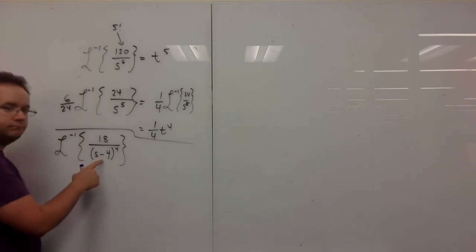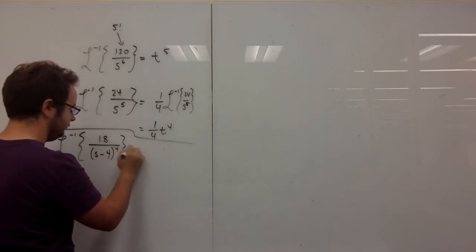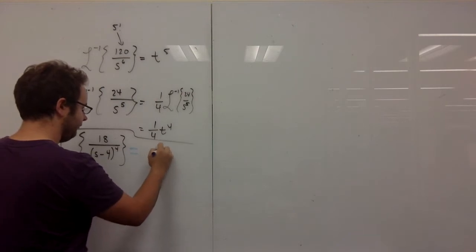Look for the shift. There's only a shift. What kind of shift? 4. So we're going to have an e to the 4t.